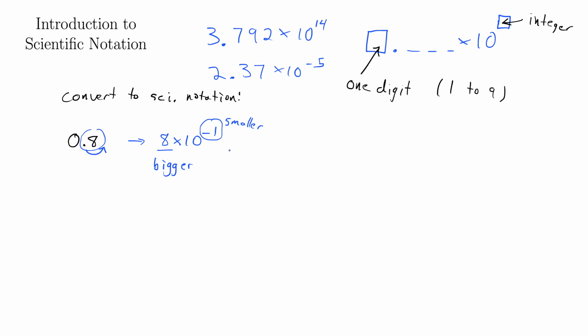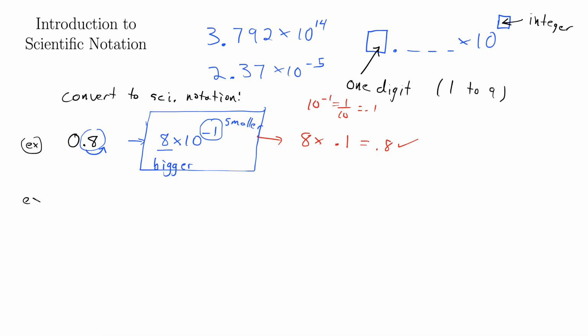Does that work? Let's check it out. 10 to the negative 1 is actually 1 over 10, which is indeed 0.1. And 8 times 0.1 is indeed 0.8. So that works out. So right here is our scientific notation: 8 times 10 to the negative 1. Let's try another example. Again, we're just getting our feet wet here, so we're starting a little bit simple just to make sure we have the method down.